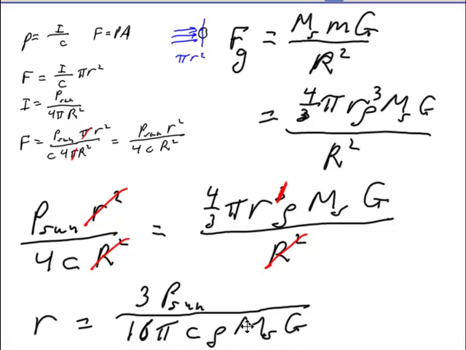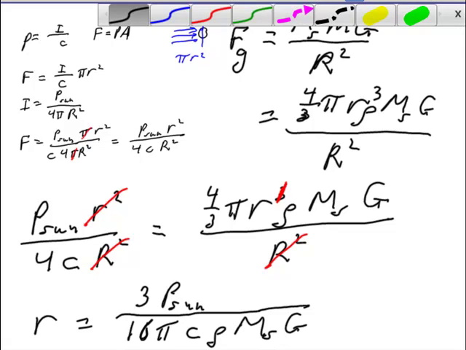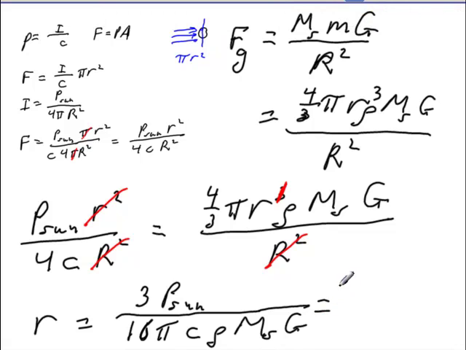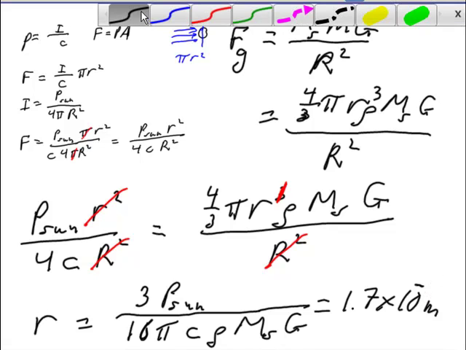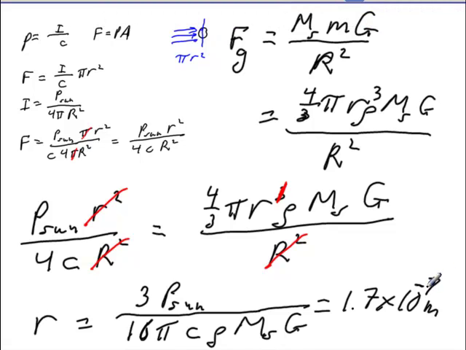The exact values for these can easily be looked up on Wikipedia or in many reference books. They're also in your text, and you can look them up there. I'm not going to do that right now, but it turns out that this is about 1.7 times 10 to the negative 7 meters. That is a tremendously small particle of dust, but it is bigger than you would expect for an individual gas particle.